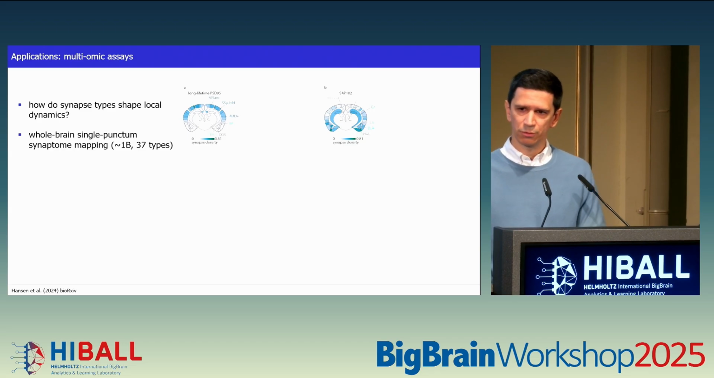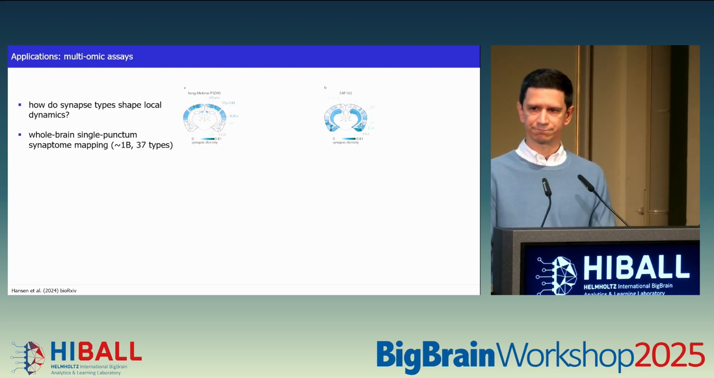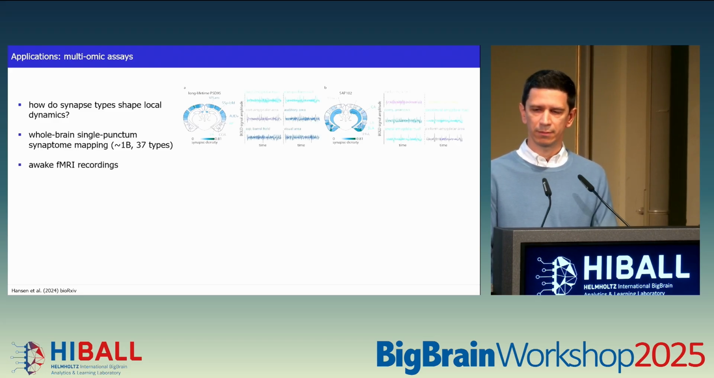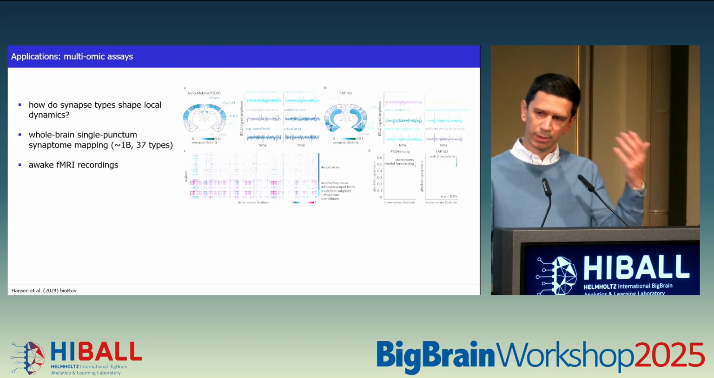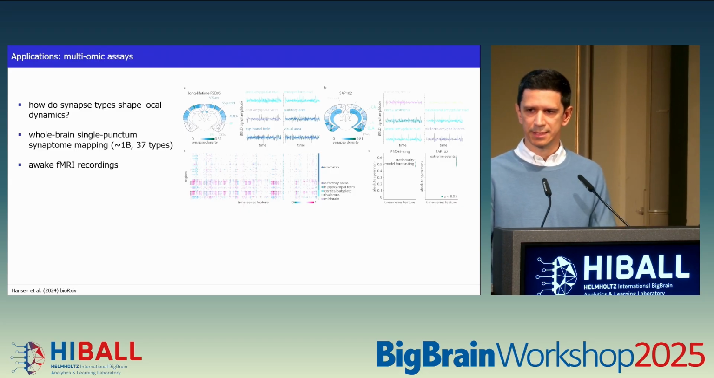So what we have here is a really cool data set of whole brain single punctum extractions, so about 1 billion synapses, and we have whole brain maps of 37 different types of synapses. And what we're going to do is compare them to awake fMRI recordings from those same areas, again, across the whole mouse brain. We're going to use a technique where we basically do extensive time series phenotyping, so we generate many different time series features for each brain area. And we ask what types of synapses co-localize with different features of dynamics.